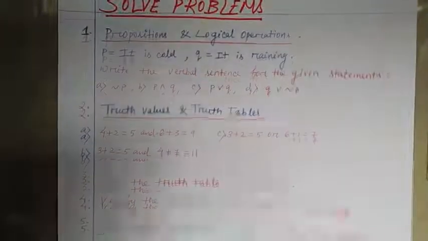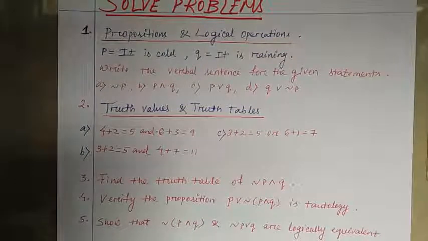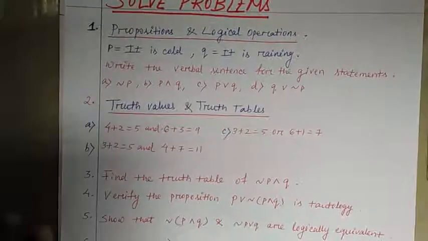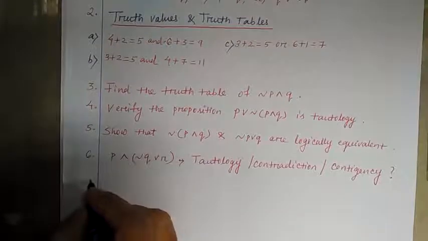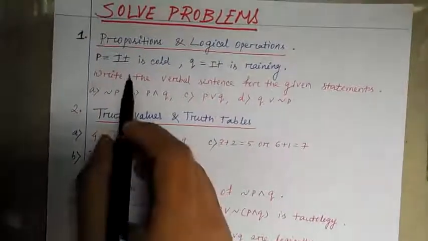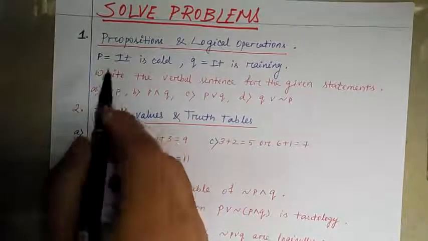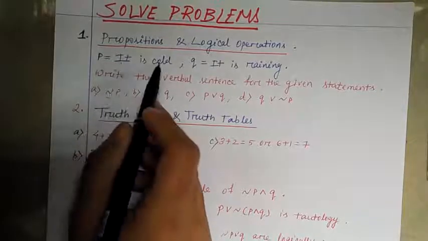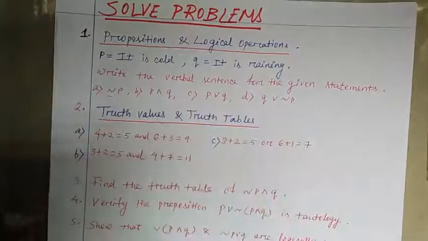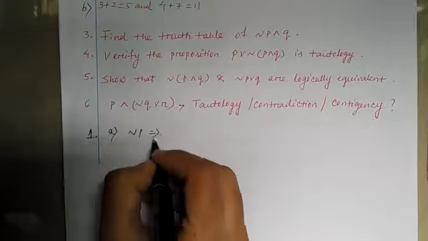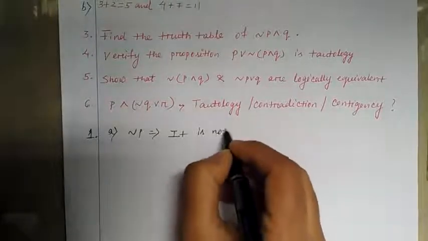First is proposition and logical operation. So here they have given two statements or two sentences as propositions P and Q, and you have to write the verbal sentence for the given symbolic statements. So we'll see for question number 1, what it is asking. P, it is cold, and Q, it is rainy. So what will be the answer for negation P? Negation P will be the opposite of P. So it is not cold. Okay. So I'll write here the answers. For negation P, it will be it is not cold.